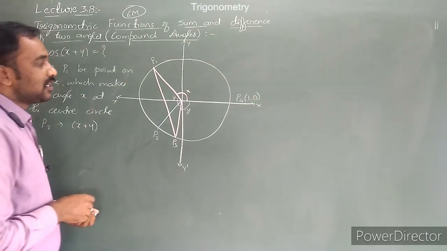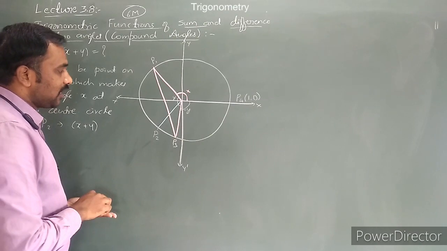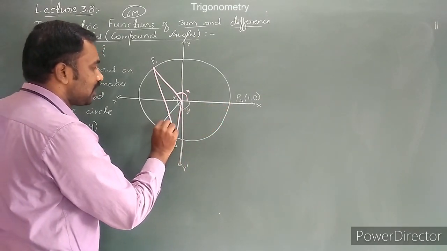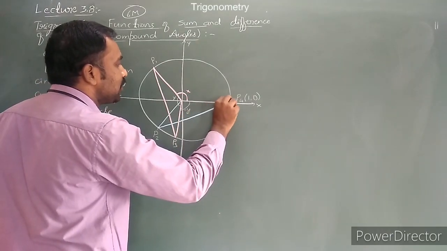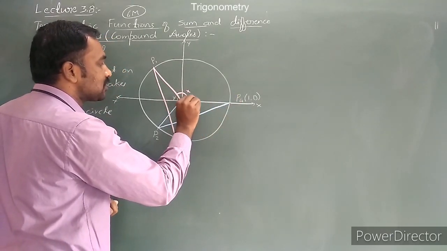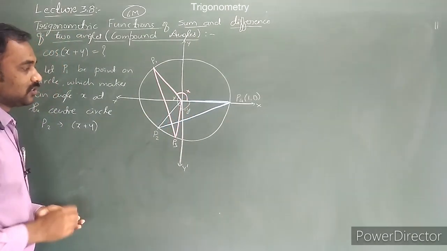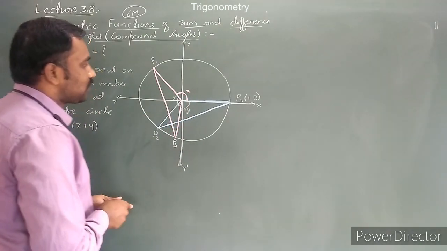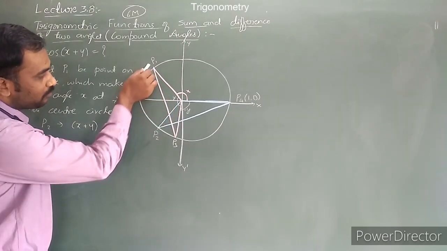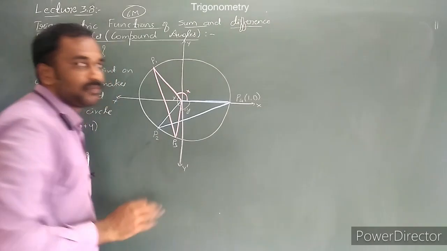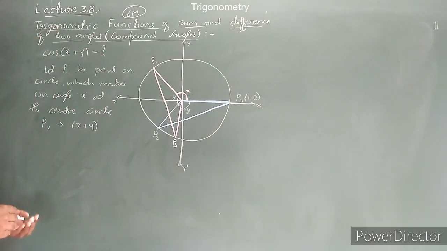Next, another step: I am going to join P2 and P4. Join P2 and P4. This is P2, and P4 is that. So here we have two triangles. What are the two triangles? OP1P3 is one triangle, and OP2P4 is the other. There are two triangles.